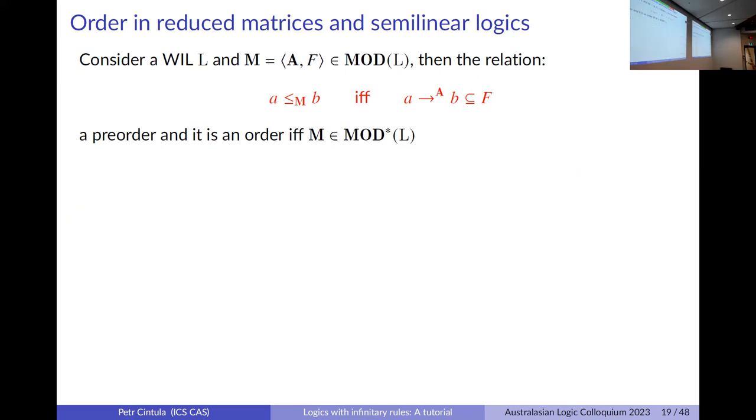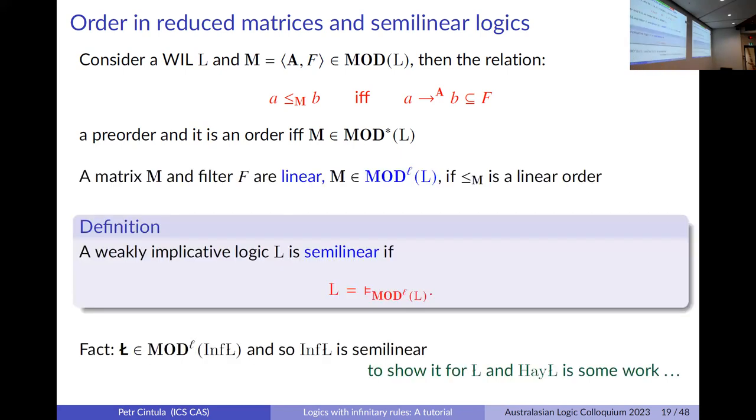So which orders are particularly nice? The linear orders, the orders in which any two elements are comparable. One is smaller than the other. So we call such matrices and such filters linear. These are those in which the matrix order is linear. We call the whole matrix and its filter linear, and we use this mod L to denote all those logics. And now there comes the definition of semilinear logics. A logic is semilinear if and only if it's complete with respect to its linearly ordered matrices.